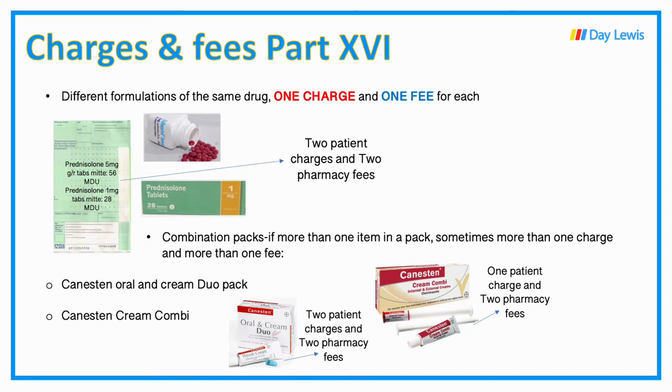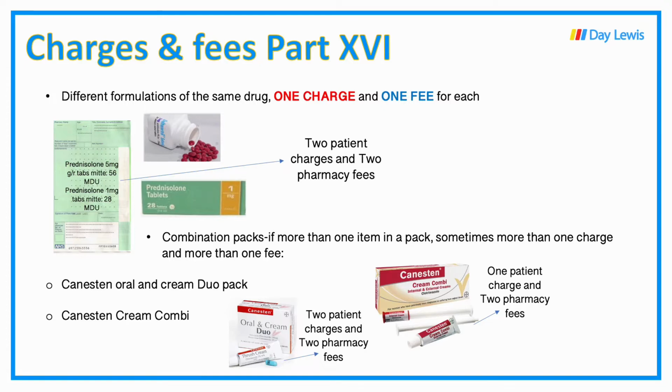Sometimes combination packs can be quite confusing for pharmacy team members because they are packaged into 1 box. So if we take the Canesten Oral and Cream Duo pack, in here you have a capsule and a cream. So you have 2 different formulations of treatment, and so the patient would have to pay 2 patient charges and you would gain 2 pharmacy fees.